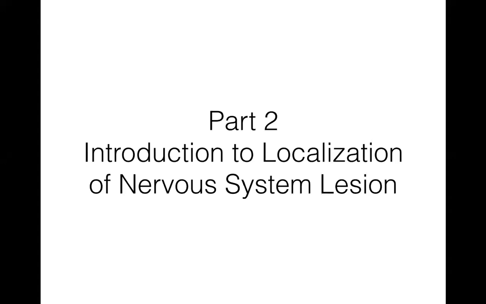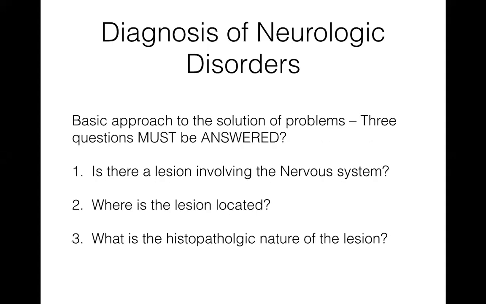So finally, we're finished with the introduction into neuroanatomy. Let's now have a brief introduction to localization of a nervous system lesion. Whenever we are diagnosing a neurologic disorder, there are some basic questions that need to be answered. The first question is, is there a lesion involving the nervous system? Because the lesion could actually involve other systems, such as the endocrine or the muscular system.